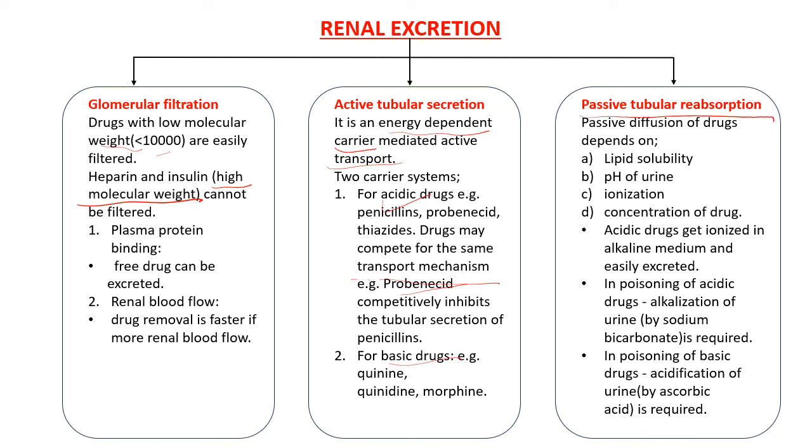Last is passive tubular reabsorption. It depends on lipid solubility, pH of urine, ionization, and concentration of the drug. An acidic drug gets ionized in alkaline medium and is easily excreted. In poisoning of an acidic drug, alkalization of urine by sodium bicarbonate, diuretics, and IV fluid is required. In poisoning of a basic drug, acidification of urine by ascorbic acid is required.